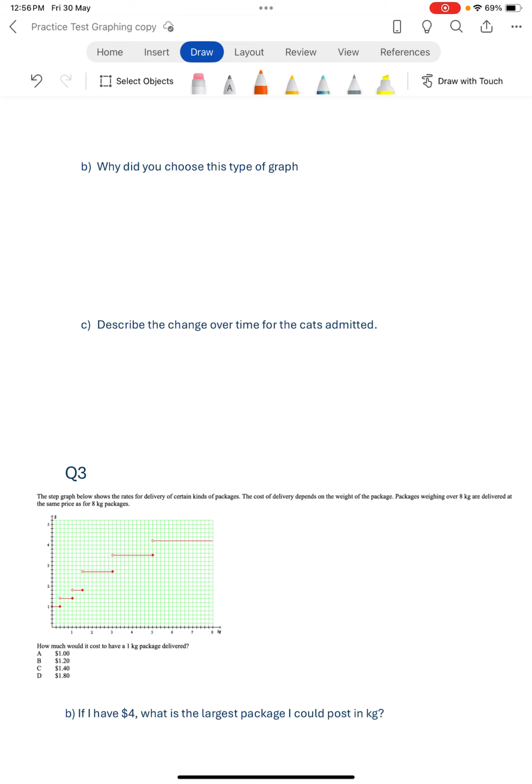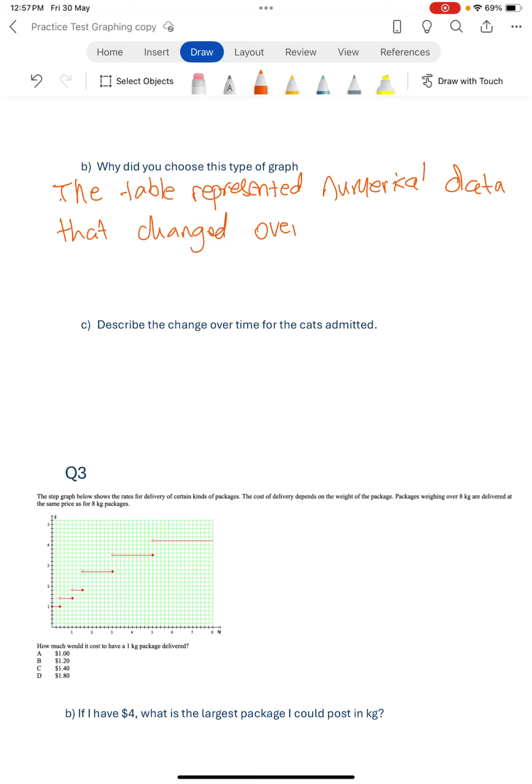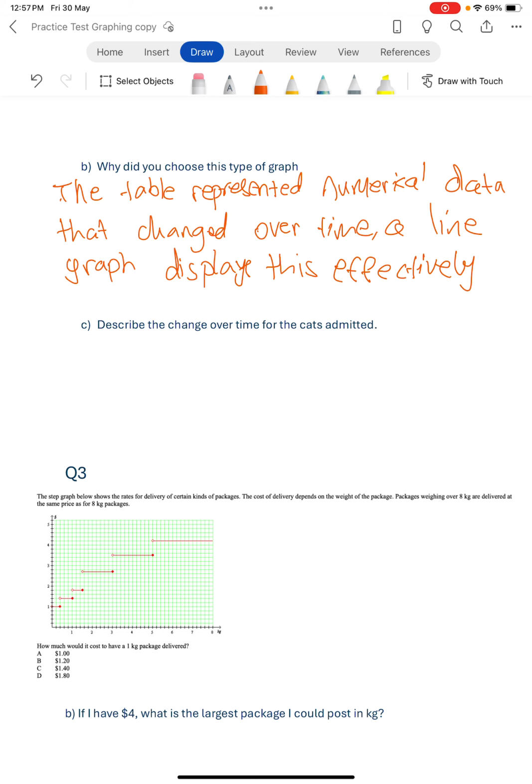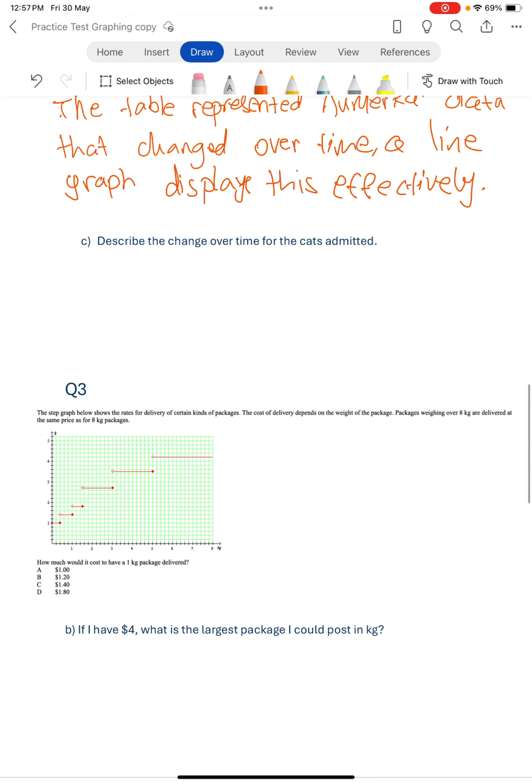The next part says, why did you choose this type of graph? I'm going to say that the table represented numerical, right? So that would be a key mathematical term, as in numbers. Numerical data that changed over time. A line graph displays this effectively. Cool.